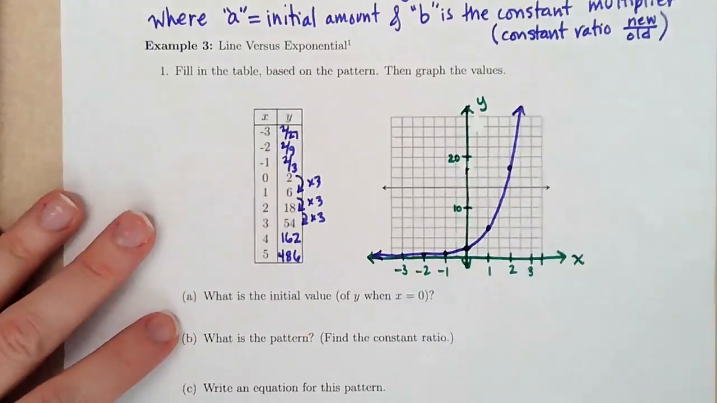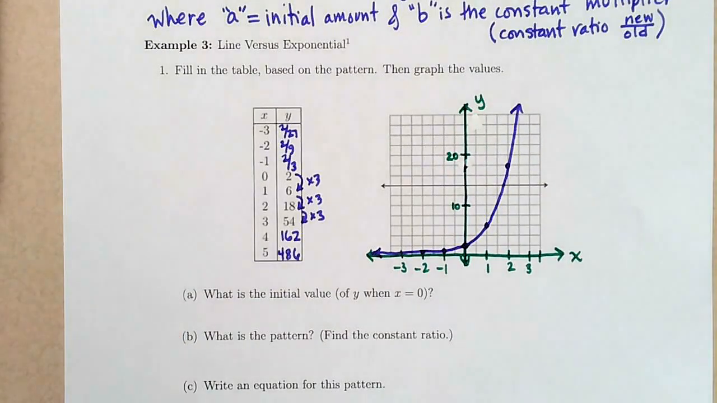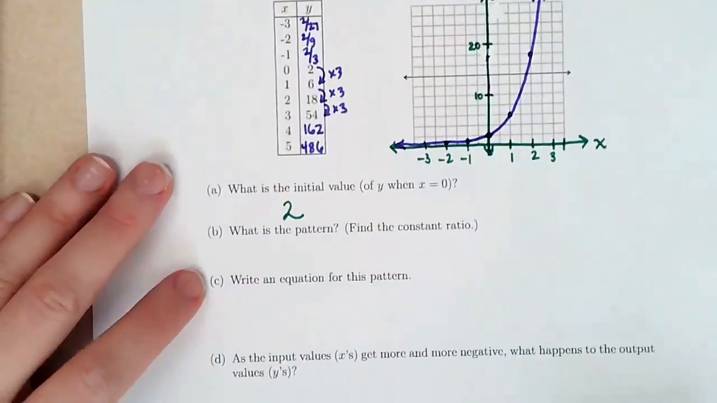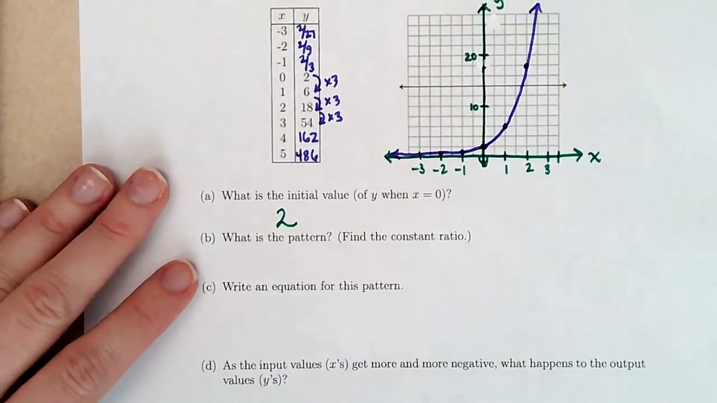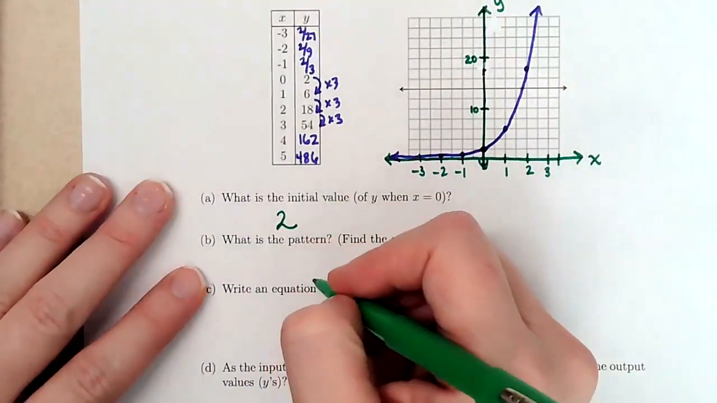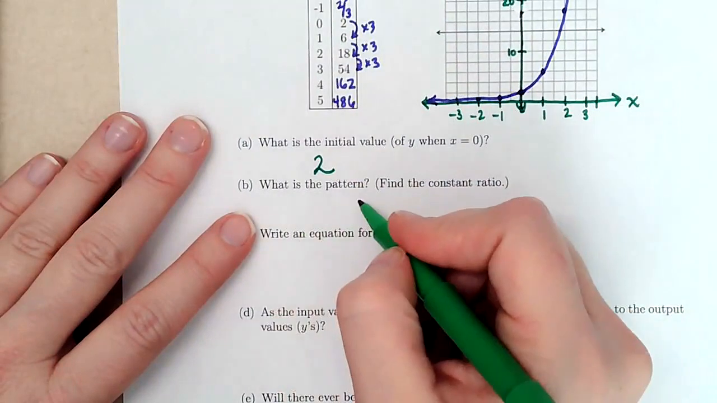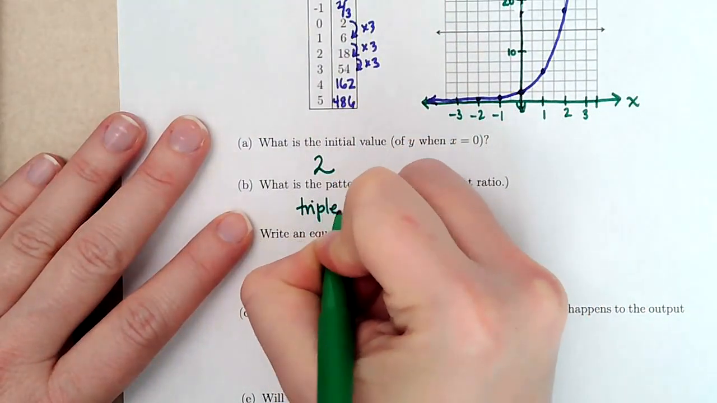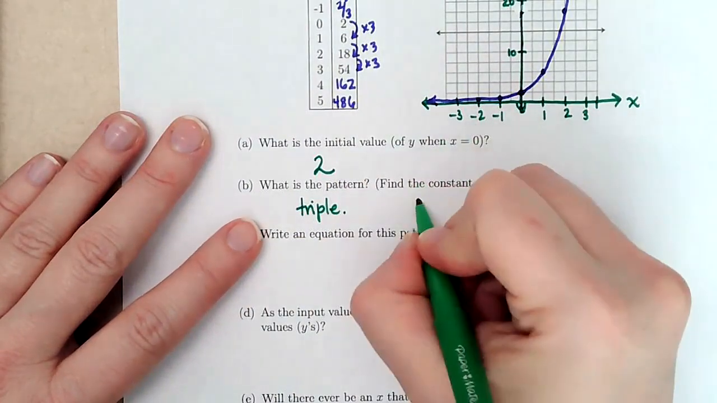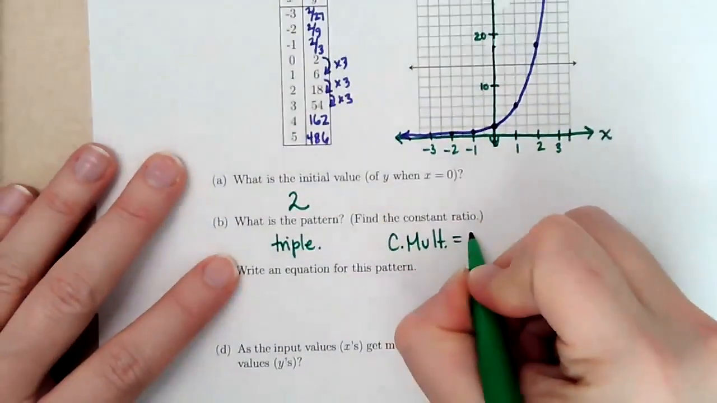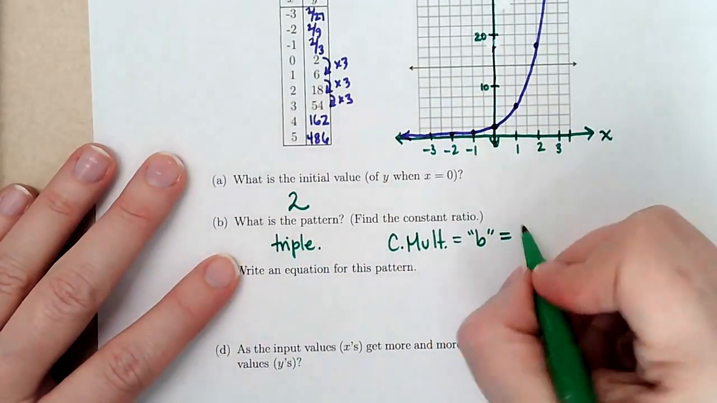Right on. What is the initial value of y when x equals 0? 2. Also known as the y-intercept. What is the pattern? Find the constant ratio. The pattern, so the constant ratio, which we said was going to be called B for this one, so the pattern is triple. Constant ratio means that the constant multiplier, or the B for this model, is 3. Triple, triple, triple.